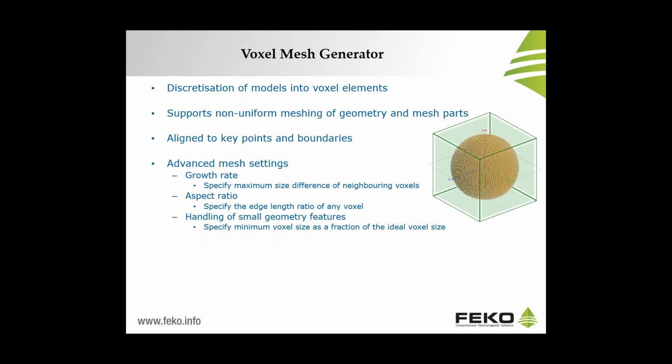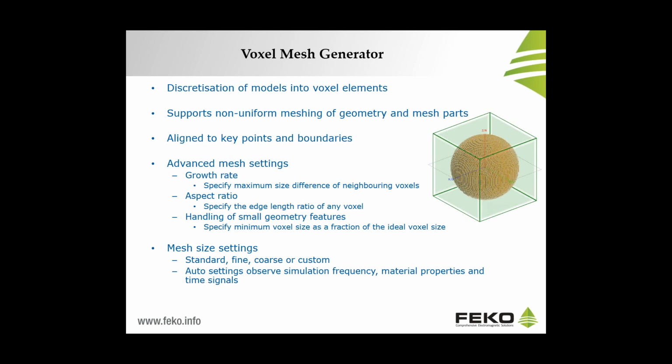Also, if we talk about advanced mesh settings, you will see that there are options related to the growth rate, the aspect ratio, and also the handling of small geometry features. And with respect to the size of the meshes, as with our other methods, you will see that there are 4 options. You can just select the standard mesh, fine, coarse, or customized one. And for the standard, fine, and coarse meshes, the automatic settings take into account the simulation frequency, the material properties, and the time signals.